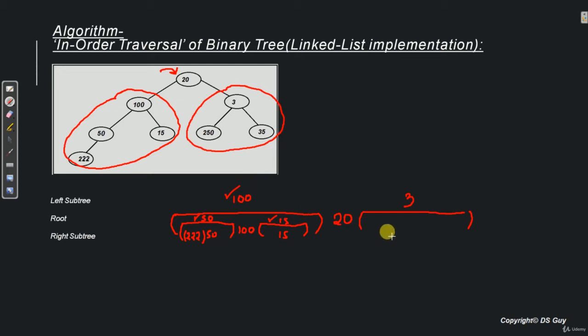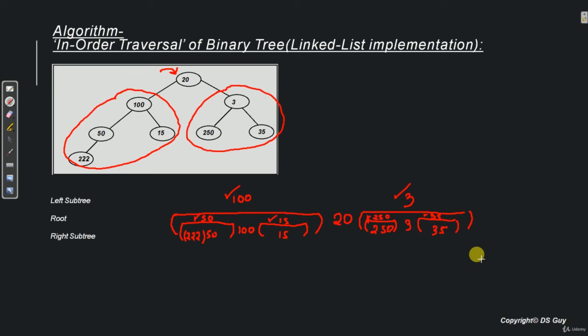Now we'll come to the subtree rooted at 3. Now we have a left subtree which is rooted at 250, which is nothing but this node over here. And then we'll put the root which is 3 and then the right subtree which is 35. Now if we visit 250, there is no left or right child, it has only root, so we put 250. Similarly for 35, there is no left or right child, so we simply put 35. So 250 is done, 35 is done, so 3 is also done.